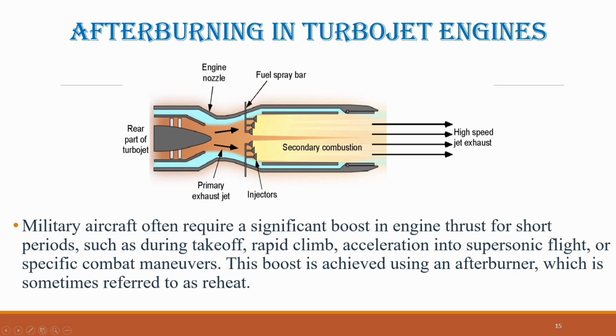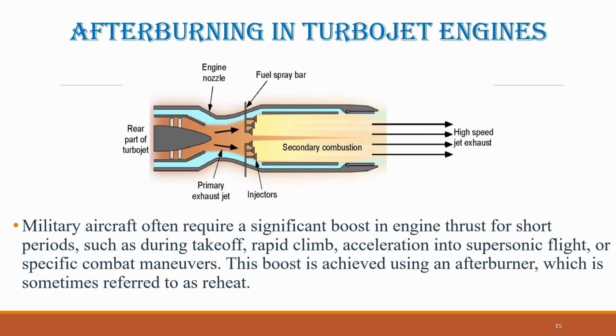An afterburner works by injecting additional fuel into the hot exhaust stream of the engine and burning it in an extended tailpipe. The principle is straightforward. Introduce and ignite extra fuel in the exhaust to generate large amounts of additional thrust.